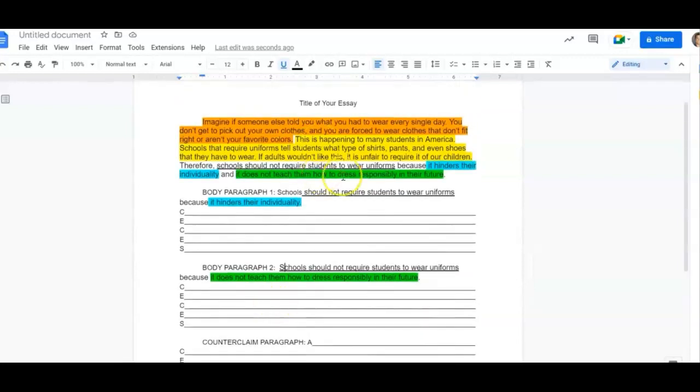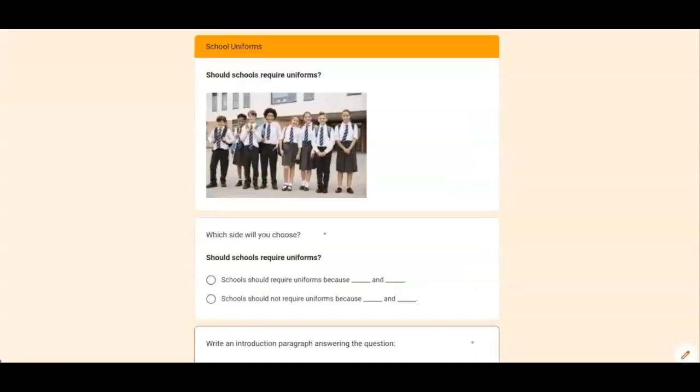Counterclaim we'll get to, conclusion we'll get to. But do you see how the thesis statement right here really drives the order of your paper? You're answering the question, that's the side you're on. Reason 1 is all about your first body paragraph. Reason 2 is all about your second body paragraph, okay? But again, we're just focusing on introductions today.